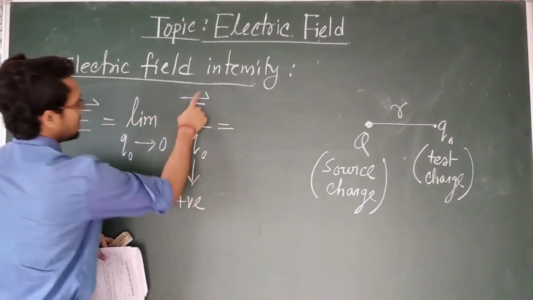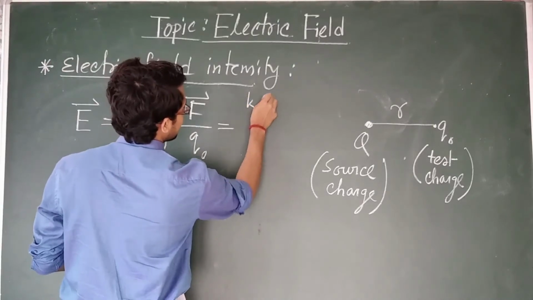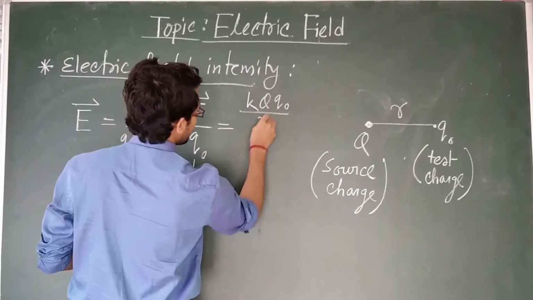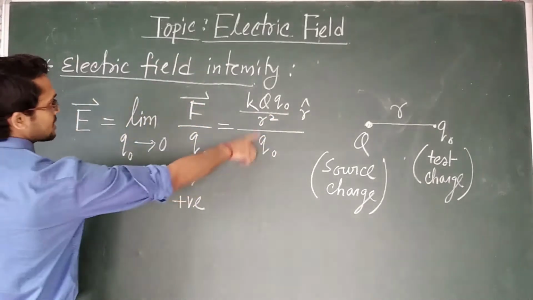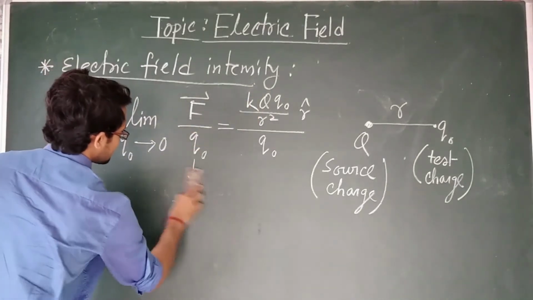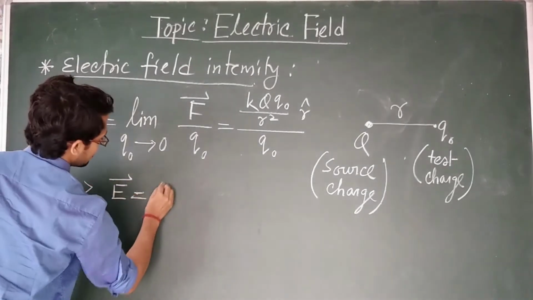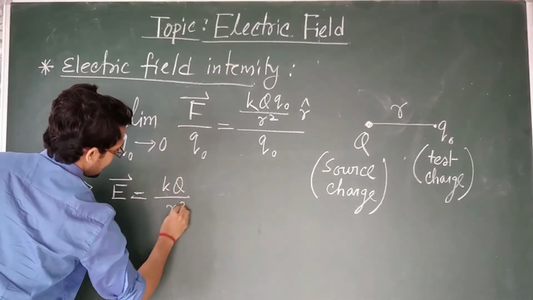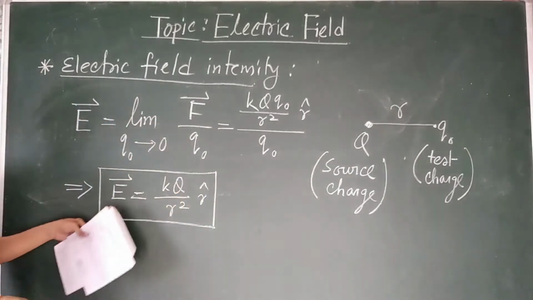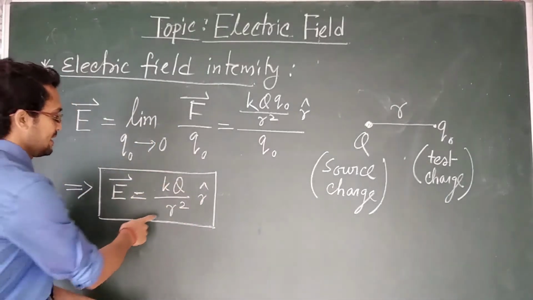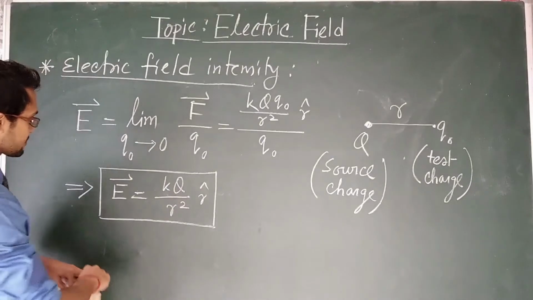Now what will be the value? F you know, that is K Q Q0 by R square. So I am writing K Q Q0 by R square into R cap by Q0. So Q0 cancels out, and the remaining part is E equal to K Q by R square R cap. This is the formula of electric field intensity at a point at distance r due to a source charge Q.